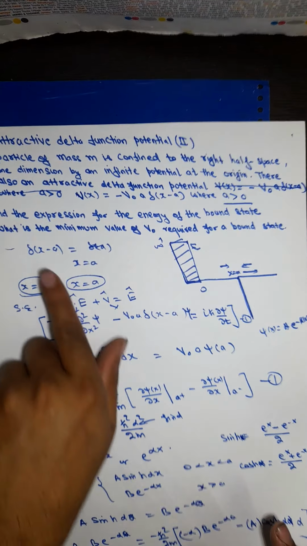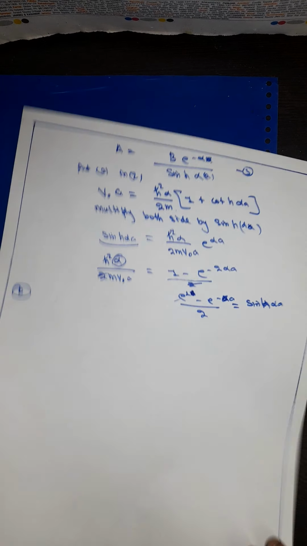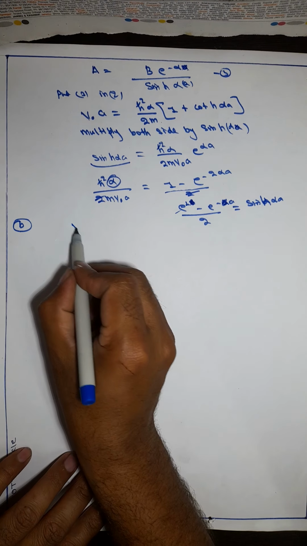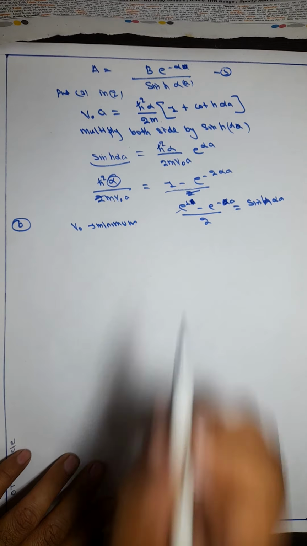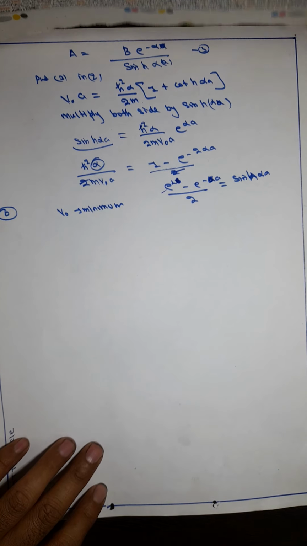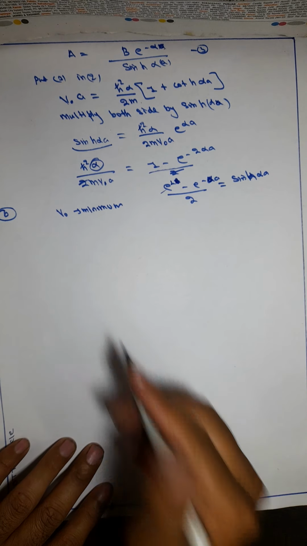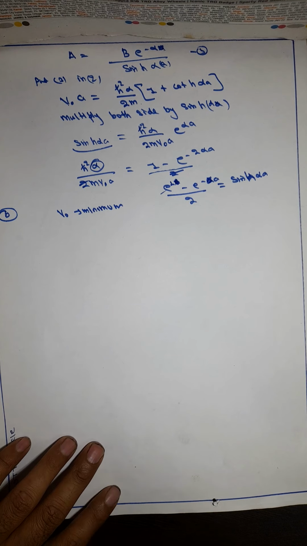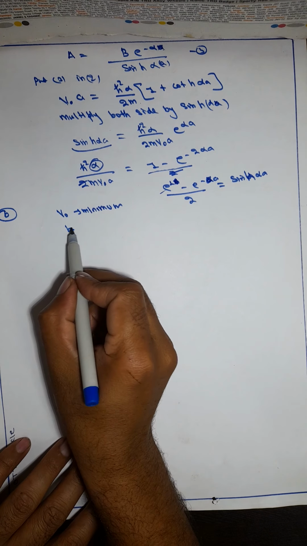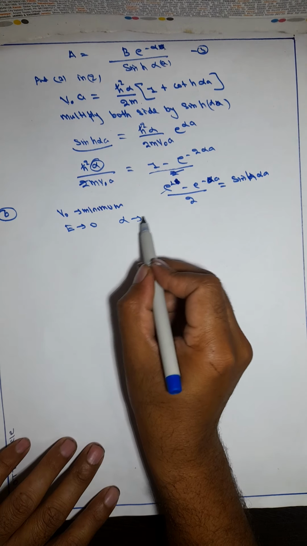tells us what is the minimum value of V naught required for a bound state. So we need to find the minimum value of V naught required for a bound state. The minimum value of V naught for creating a bound state is called V0. It is found by assuming that the binding energy E goes to 0, which means then alpha goes to 0.